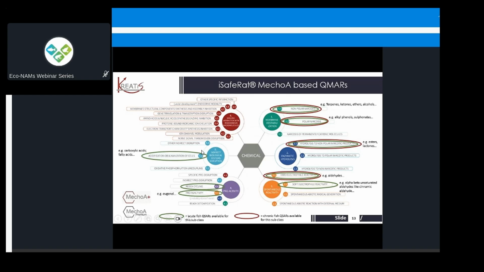In the 5.2, it's acidification or alkalization of cells, so that could be carboxylic acids, but we can also expect to find bases such as amines, for example. Many amines would fall within this group, either 5.2 or 1.2, or what we call 1.2, 5.2, a double subclass.